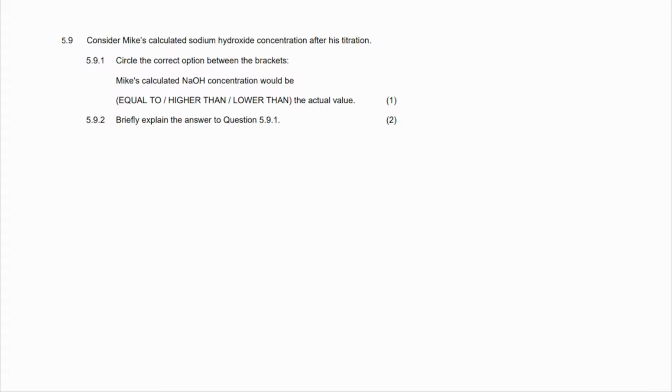5.9, they say we now need to consider his calculated sodium hydroxide concentration after each titration. Circle the correct option between the brackets. Mike's calculated sodium hydroxide concentration would be equal to, higher than, or lower than the actual value. Okay, so the thing is, we know when we do a mole ratio, it is going to be between the H3A and the NaOH. So what's going to happen is, if we use these actual values, the actual moles should be less. So that means that actual moles of this sodium hydroxide will be less.